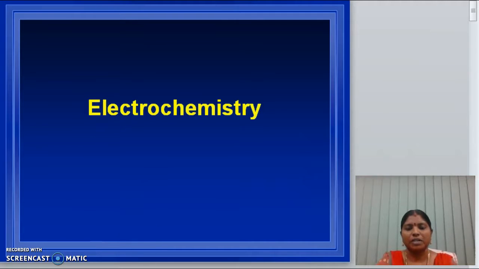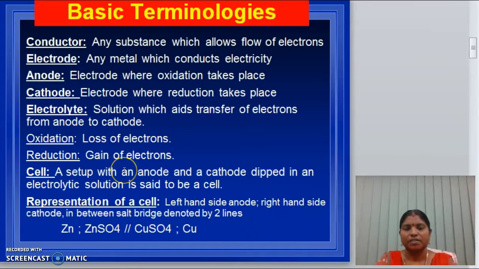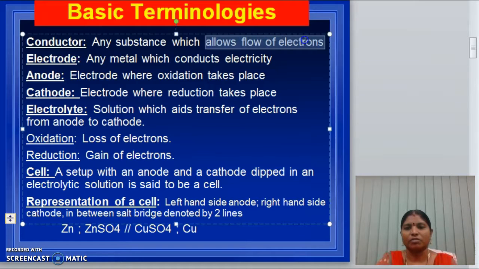Before going to the electrochemical reaction, let us see some of the basic terminologies in electrochemistry. That is conductor. What is a conductor? Any substance which allows flow of electrons. So any substance or material which allows the flow of electricity is said to be a good conductor. Electrode. Electrode is any metal which conducts electricity.